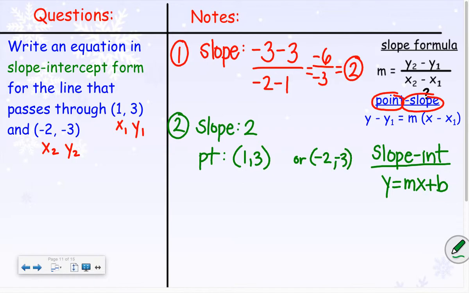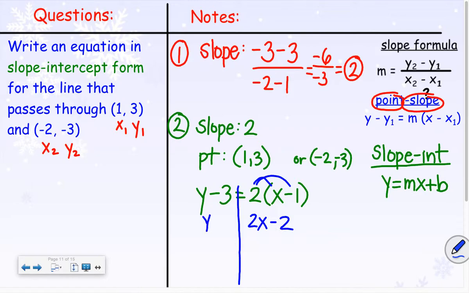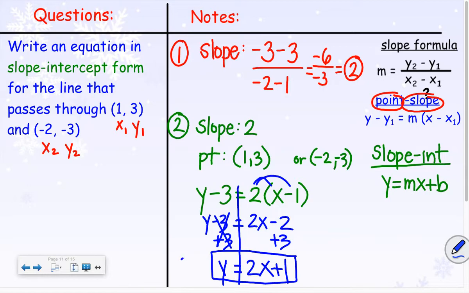Then I'm going to take that and write it in point-slope form. So y minus 3 equals 2 times x minus 1. And then my final step, I need to get my answer into slope-intercept form. So I'll draw my train tracks and distribute. 2x plus 1 is my answer in slope-intercept form. So once again, I had to do 3 steps. I found my slope, I wrote my equation in point-slope form, and then I got it into slope-intercept form.